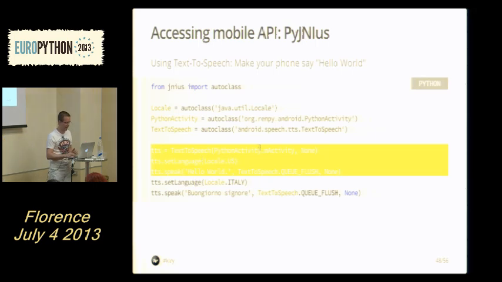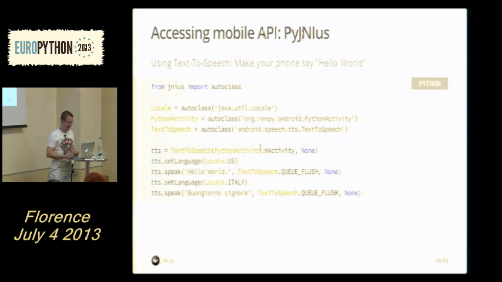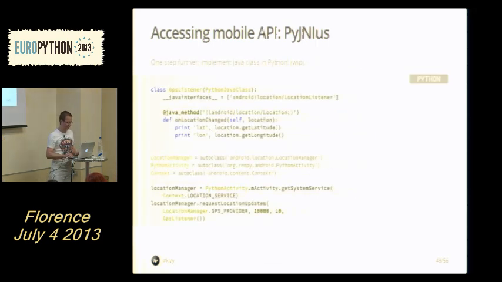I have the same version in Italian, but OK. That's it. And we can also implement Java classes in Python. You cannot implement abstract classes, but all the Java interfaces, you can implement. So here I will just implement a listener from the location listener in Android. And every time Android tries to call the onLocationChanged method of the interface, it will call my Python function. So I'm able to have the GPS things in Python.